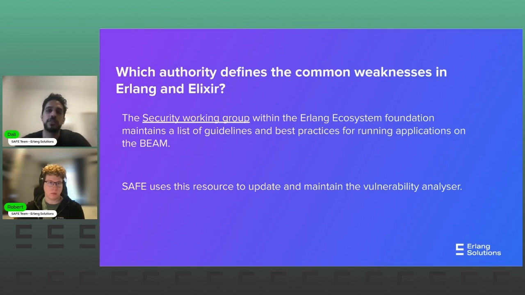All right, so how did we actually define our checkers for these vulnerabilities? For each of these categories, as was mentioned by Robbie, the security checkers are something that was defined by the security working group within the Erlang Ecosystem Foundation. And these are defined, of course, and you can visit the website and see why those issues are actually part of that weakness enumeration. So Safe uses this resource to update and maintain the vulnerability analyzer so that we're always up to date with these issues.